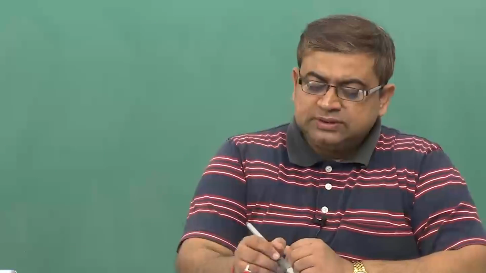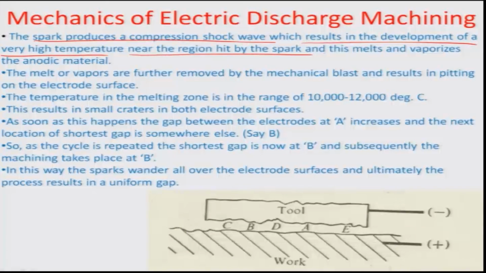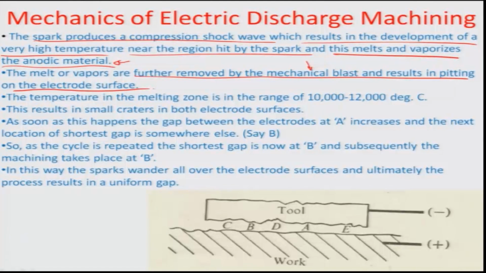So in line with that, what we learned is that the spark produces a compression shock wave, okay, which results in the development of a very high temperature near the region hit by the spark, and this melts and vaporizes the anodic material. The melted vapors are further removed by the mechanical blast, and obviously there is also going to be an electron pressure, and this results in a sort of pitting on the electrode surface. The temperature in the melting zone is roughly in the range of about 10,000 to 12,000 degrees Celsius.